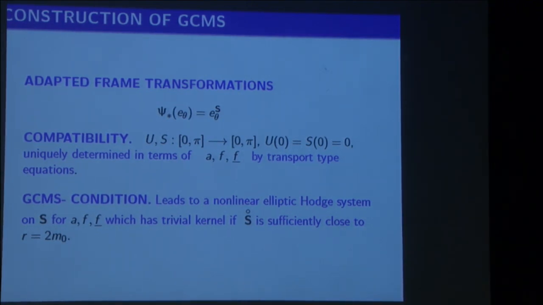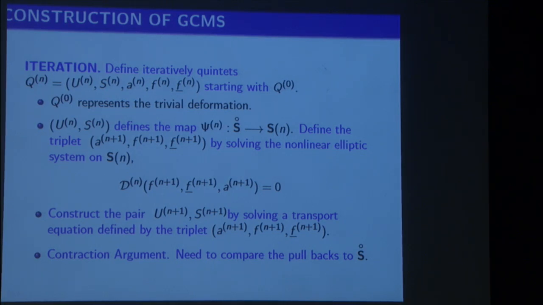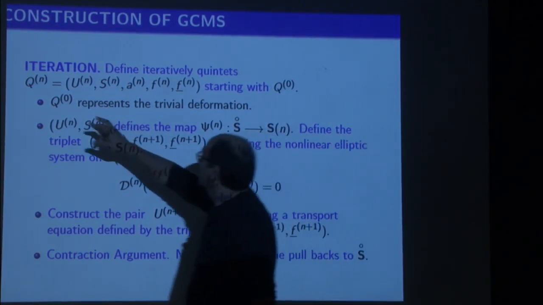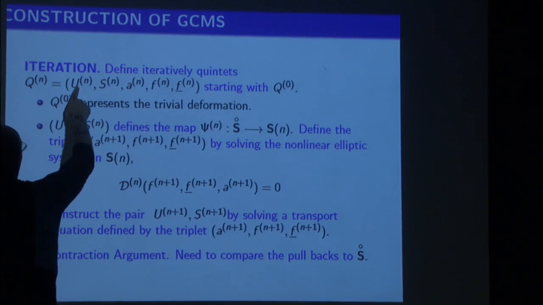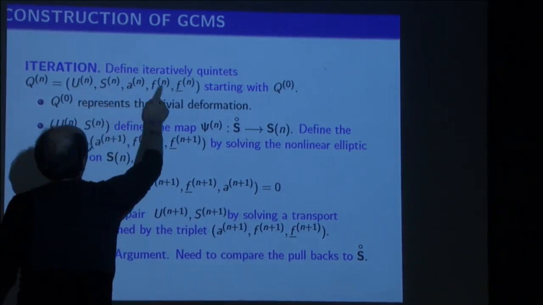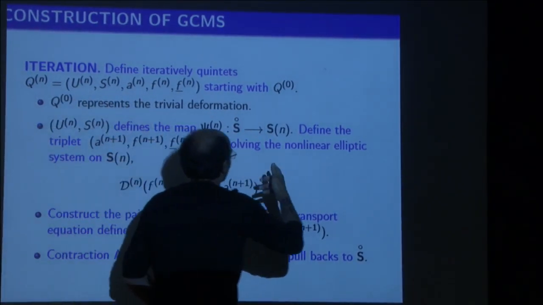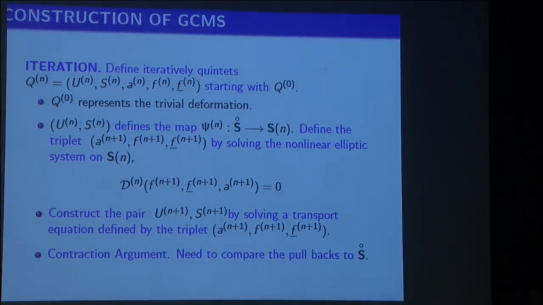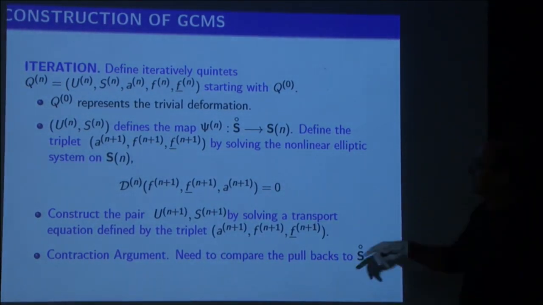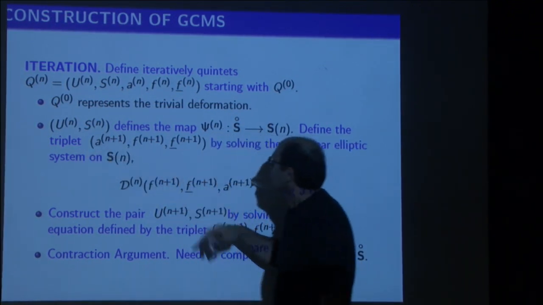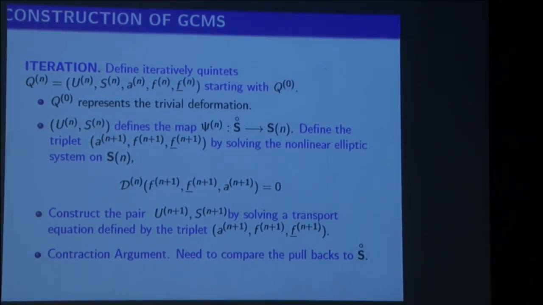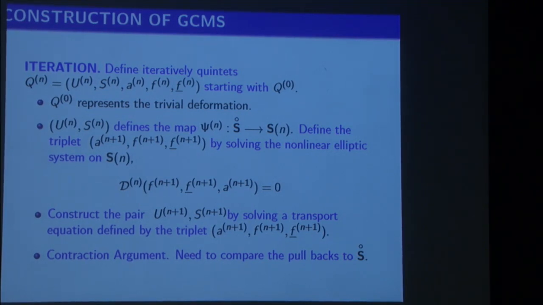Unfortunately, it's not as simple as that because you also have to relate yourself to the psi. So actually, and I'll finish here, you have to do an iteration argument where you look at iterations of quintets, which are formed by a U, an S, an A, an F, and an F bar, starting with Q0. Q0 refers to the standard deformation. You go from S0 to S0, which is the identity. And you construct repeatedly this Un, Sn. Well, assume that you have already Un and Sn, so the step n.